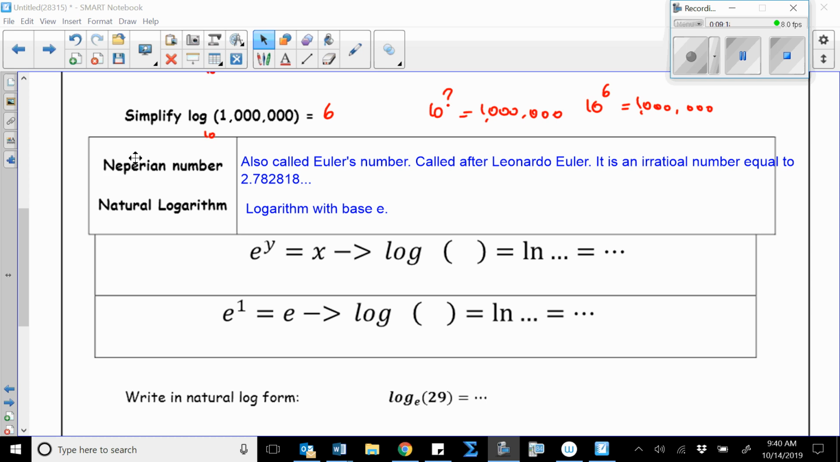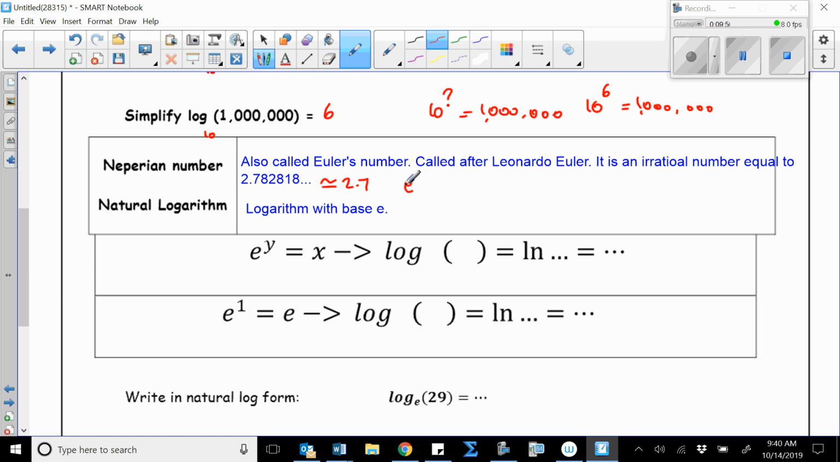The next thing that we're going to talk about is Neperian number and natural logarithm. Neperian number, which is also called Euler's number, is named after Leonhard Euler, who discovered this number. This number is an irrational number, meaning it cannot be written as a quotient of two numbers divided by each other. And it's equal to 2.78218 and so on. This number never ends and continues forever. But we can simplify it as just 2.7 and write it as e. So we always call Neperian number e, equal to 2.7.